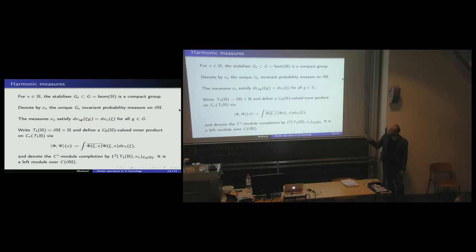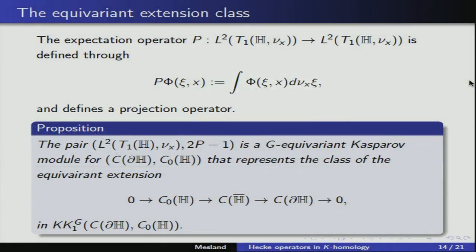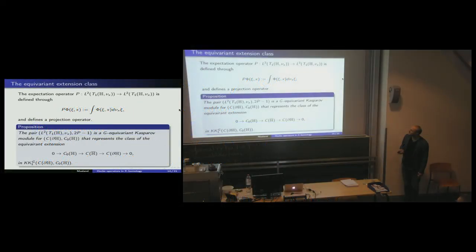The field of measures now gives you an inner product on the compactly supported functions on this product just by integrating. So it's the usual L2 kind of inner product. There is a representation of the functions on the boundary from the left, and you have a C0 of H valued inner product. Also the group acts on all the algebras and on this module. This module will be the module that appears in this extension class. The operator is just the expectation associated to this field of measures. This defines a projection in this C-star module on which the boundary acts from the right. Now it turns out that this equivariant Kasparov module actually represents this boundary extension. So this is really quite neat.